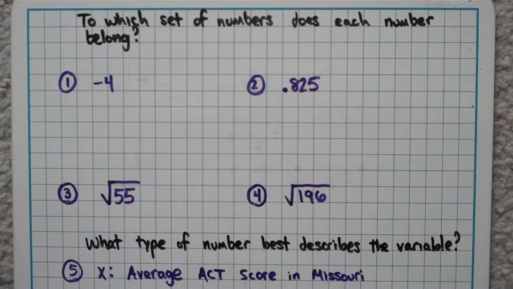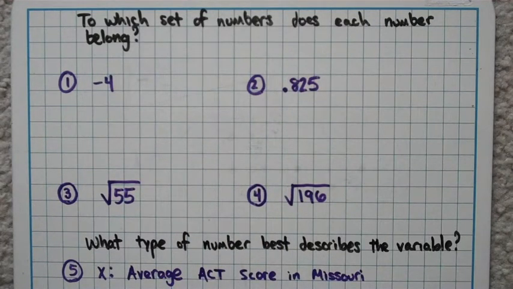Okay. In our last video, we learned about different vocab words we can use to describe numbers. And in this video, we're going to practice on a few different examples, and we're going to see what type of numbers would best describe each of my examples on here. Now, when it says something like this, like to which set of numbers does each number belong, every one of these four numbers is a real number.